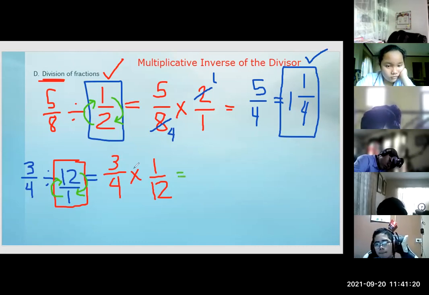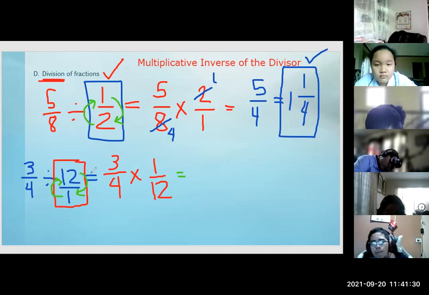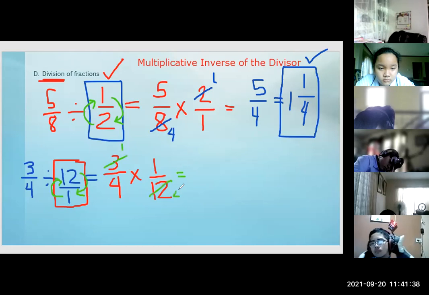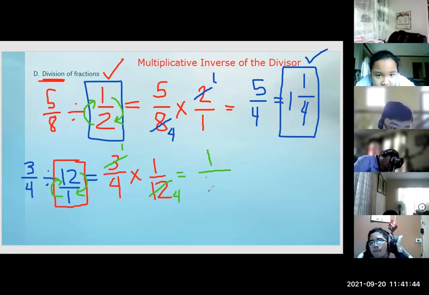Equals. Check if there are numbers we need to simplify. On this example, we have 3 and 12, right? We have 3 and 12. By dividing them both by 3, 3 divided by 3, 1, 12 divided by 3, 4. 1 times 1, it's 1. 4 times 4, it's 16.